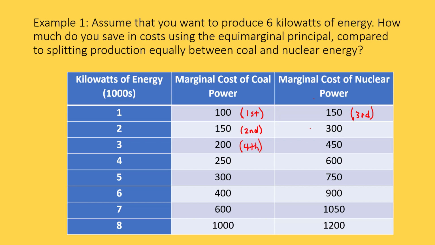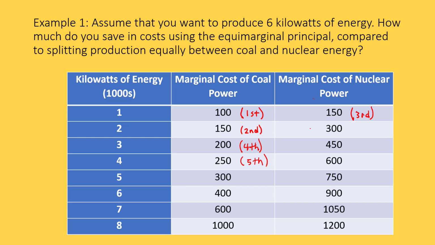Now, when it comes to our fifth source, it can come from our fourth unit of coal or second unit of nuclear. Again, coal is cheaper than nuclear, so let's go ahead and say this source here comes from coal, 250 being less than 300. And then our sixth and final source of energy, where should that come from?